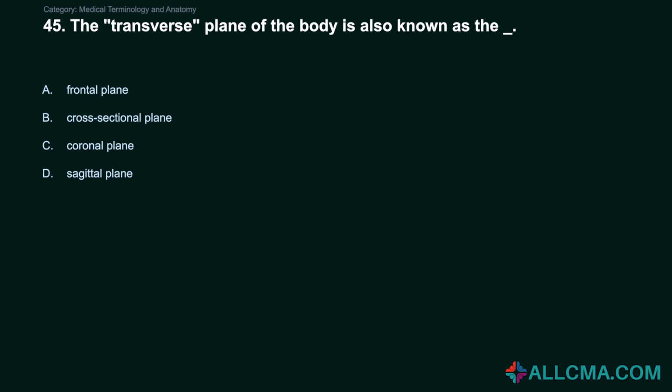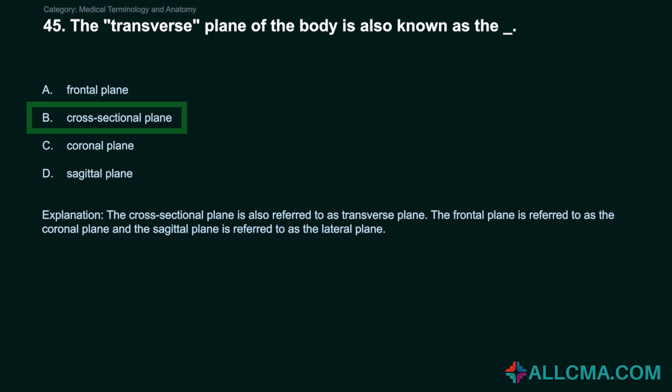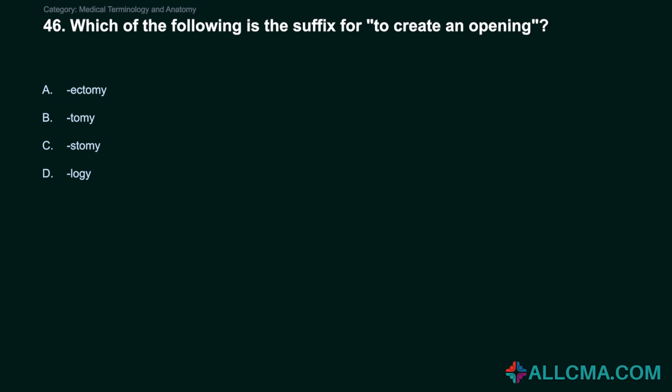45. The transverse plane of the body is also known as the blank. A. Frontal plane. B. Cross-sectional plane. C. Coronal plane. D. Sagittal plane. Correct answer, B. Cross-sectional plane. The cross-sectional plane is also referred to as transverse plane. The frontal plane is referred to as the coronal plane and the sagittal plane is referred to as the lateral plane.